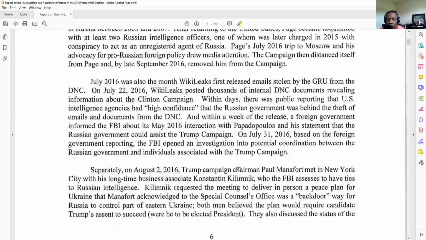And within weeks of the release, a foreign government informed the FBI about its May 2016 interaction with Papadopoulos and his statement that the Russian government could assist the Trump campaign. On July 31st, 2016, based on the foreign government's reporting, the FBI opened an investigation into potential coordination between the Russian government and individuals associated with the Trump campaign.